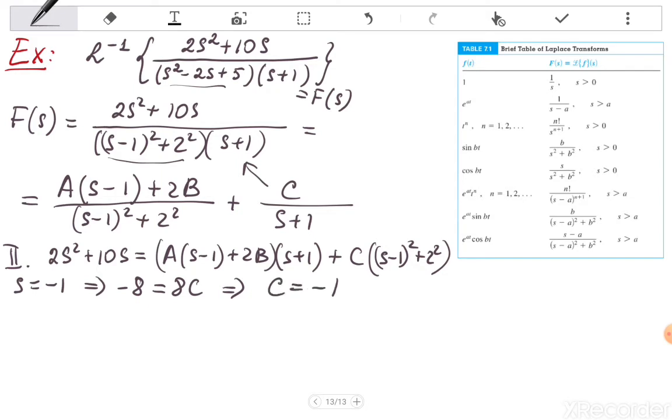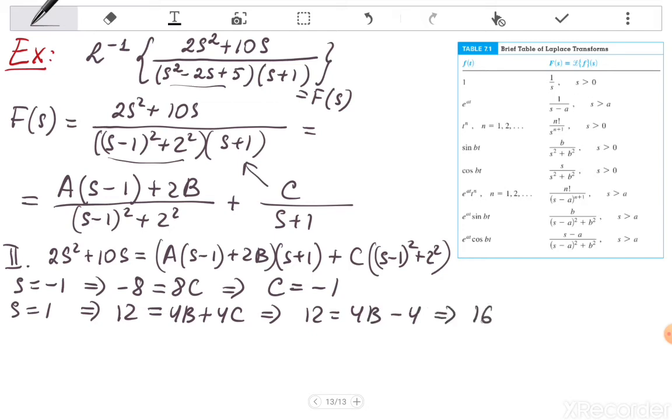Okay, to find a and b, we need some other values. Let's take maybe s to be 1 to make it simpler. If s is 1, the left hand side is 12. The coefficient of a is 0, the coefficient of b is 4, and for c this part is 0, so 12 is for b plus c times 4, and for c we already know the value, minus 1, so minus 4. So 16 is for b, so b is 4.